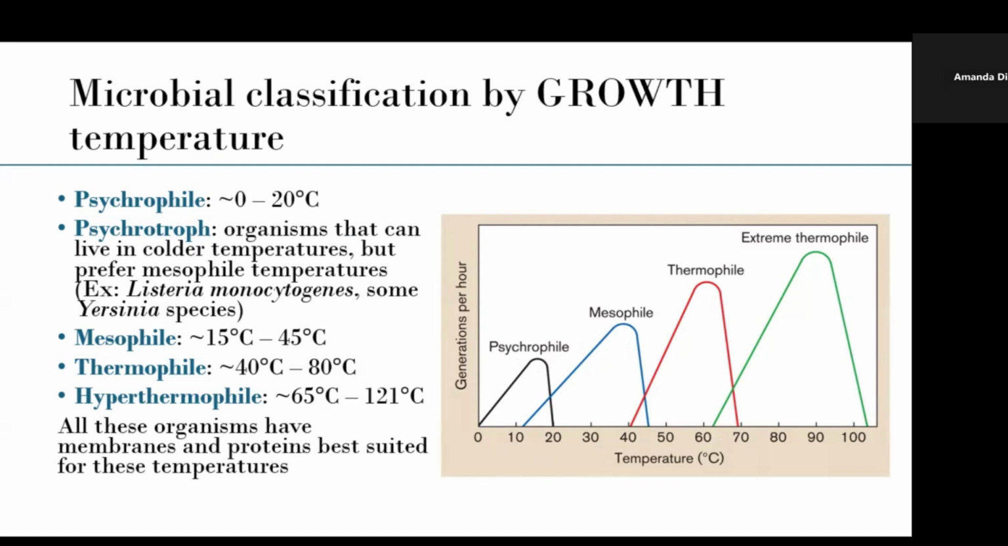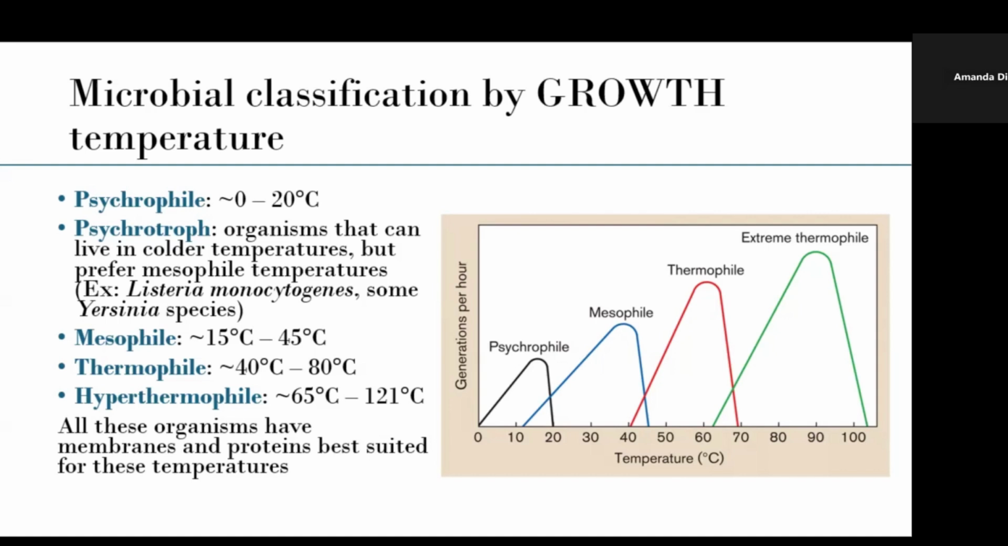That's something like listeria that can infect cold meat products, processed meat products, and it can grow in your fridge. That's why it's dangerous, because it's like, yeah, it's not ideal, but I can still grow here, and then your food spoils and gets you sick. And some Yersinia species that can cause plague, they can also do this.